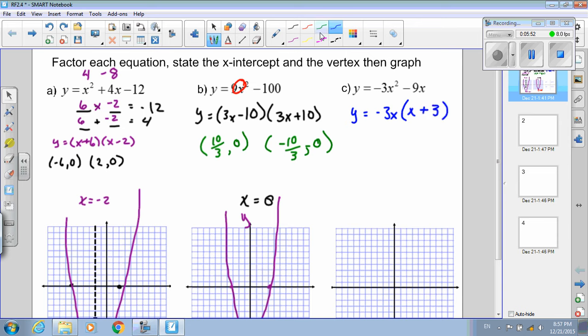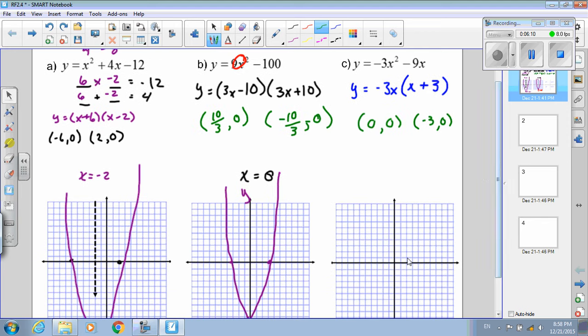And what are my roots? I'm always going to have 0, 0 as one of them because if x is 0, it would give me 0 for y. And then my other root would be negative 3. So these are my two roots. What is my axis of symmetry? If I split the distance between those two, it would actually be at 1.5. So my axis of symmetry would be found at x equals negative 1.5.